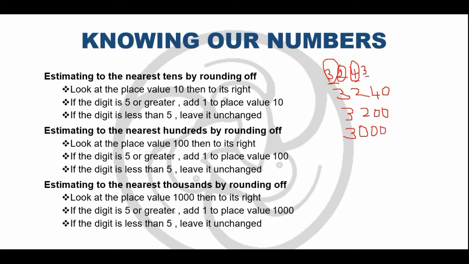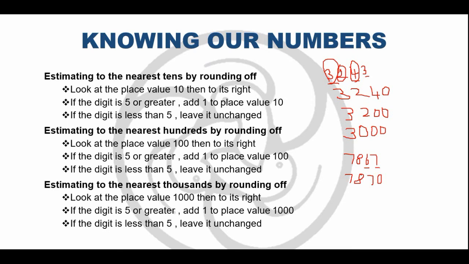Now, if the number is 7,867, first round to the nearest 10. What is in the 10th position? 6. Look at the right side number. What is it? That is 7, which is greater than 5. That means you have to add 1 to the place value 10, so you will get 7,870. The nearest 10 for 7,867 is 7,870.